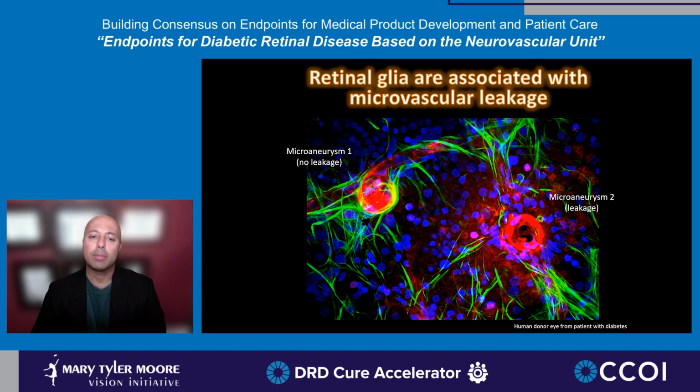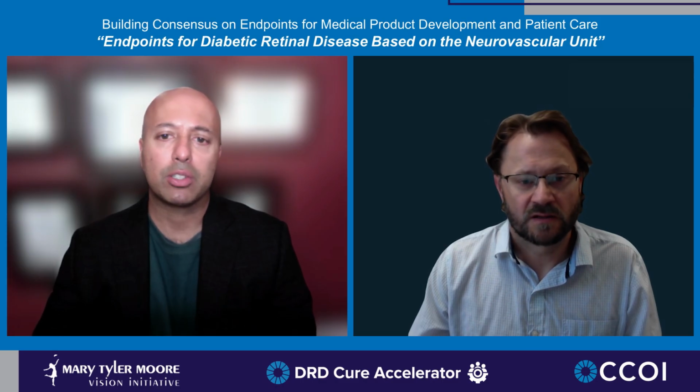So I'm just going to end there. This is a very short overview of how powerful human donor histology is and how important it is to our understanding of diabetic retinal diseases. And thank you very much once again, Patrice, for the invitation, and I'll hand this talk back to you.